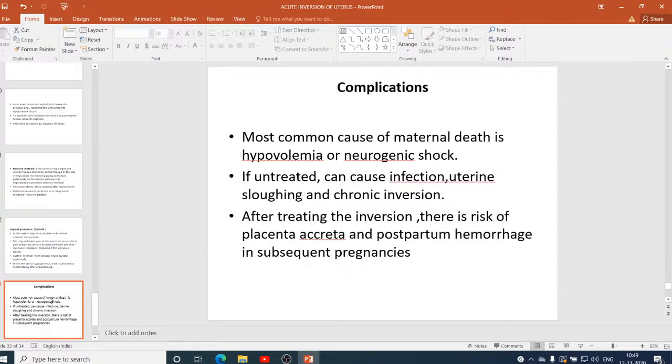The complications most commonly seen are maternal death, which could be because of hypovolemia, that is blood loss, or neurogenic shock. If untreated, it can cause infection, uterine sloughing, or chronic inversion. After treating the inversion of the uterus, there is a risk of placenta accreta in subsequent pregnancy, or postpartum hemorrhage can also occur. To avoid this, the third stage of labor should be correctly managed by skilled birth attendants.